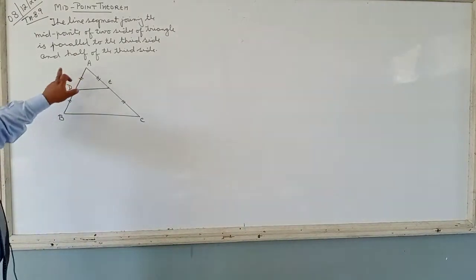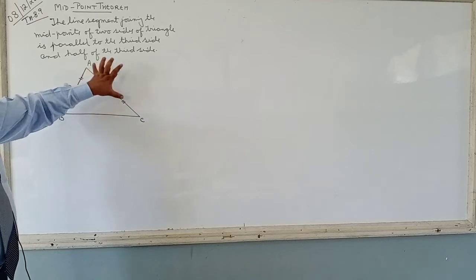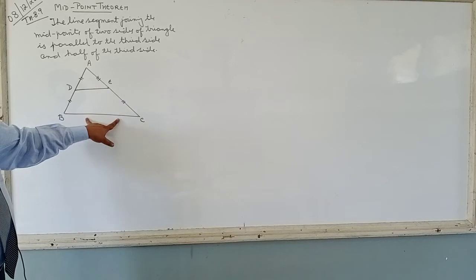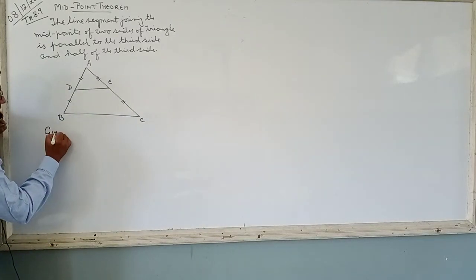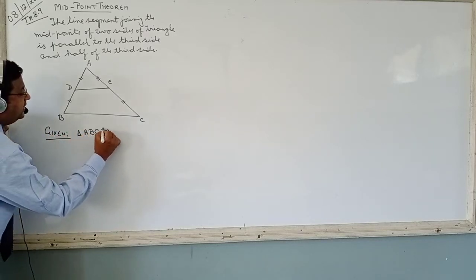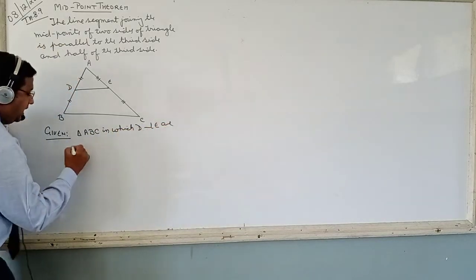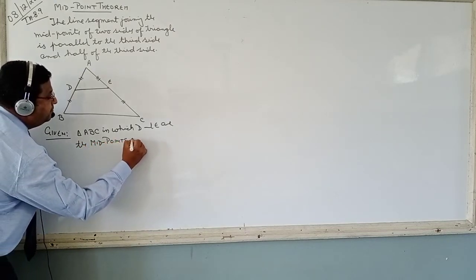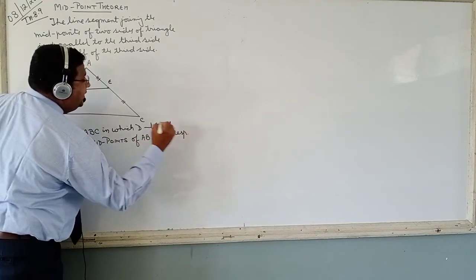So this is a triangle ABC. In this triangle ABC, D is the midpoint of AB, E is the midpoint of AC, and we have to show that this DE is parallel to BC. So what is given to us? We are given triangle ABC in which D and E are the midpoints of AB and AC respectively.